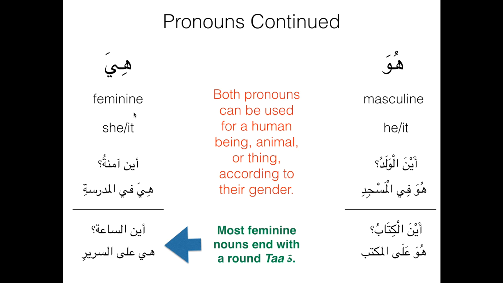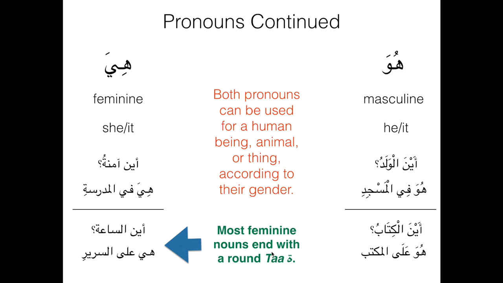هي is for the feminine. أين آمنة? Where is آمنة? هي في المدرسة. She is in the school. أين الساعة? ساعة is a watch. Where is the watch? And now look, we're referring to the sa'a, to the watch, as هي. هي على السرير. It is on the bed.